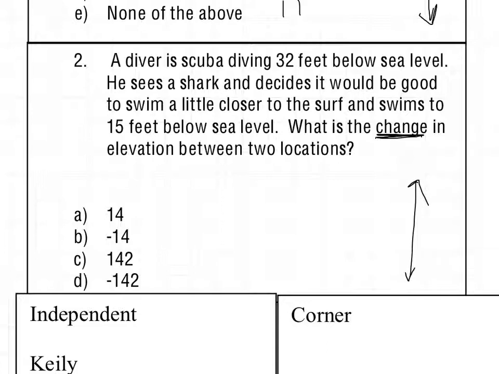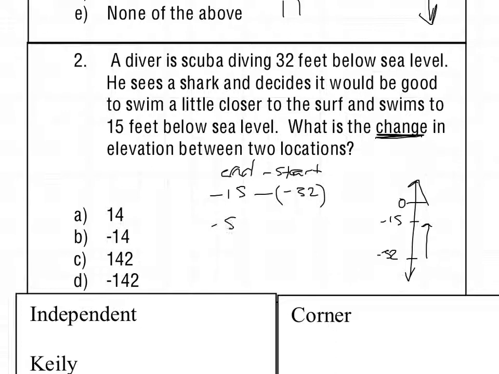So again, now we look at this and we're 0 here, negative 15, negative 32. He's at negative 32 and he's going up to negative 15. But we still get the same answer here because the end is negative 15. So remember, we're talking about end minus start. Negative 15 minus negative 32. Change this to addition. Add the opposite.